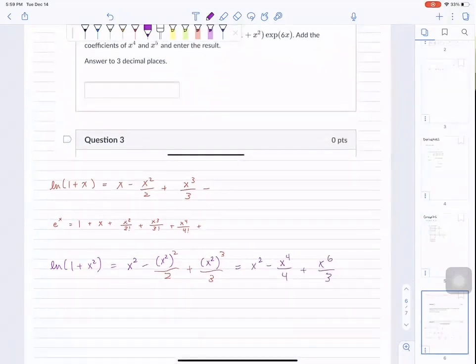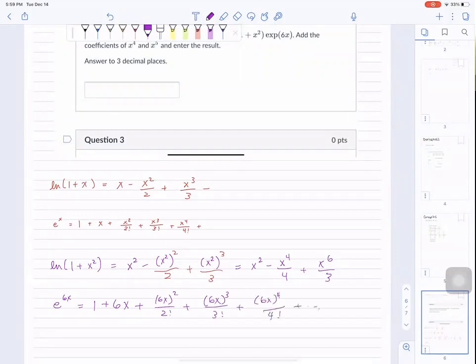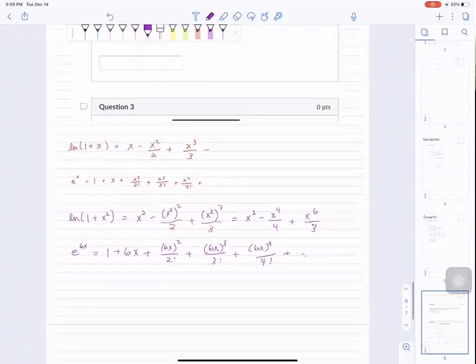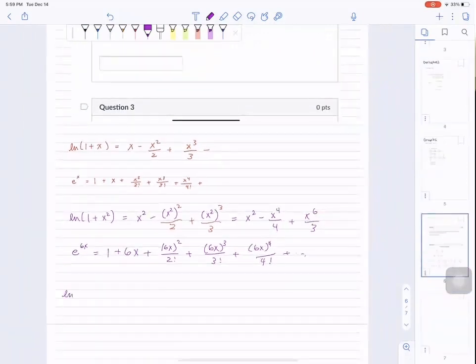Okay, what about e to the 6x? Wherever we see an x, let's do 6x. So I see an x there, 6x. I see another x there. And be careful about parentheses here. They are important. Plus (6x)^4 over 4 factorial, etc. So now we have to multiply them. So natural log of 1 plus x squared times e to the 6x will be, we're going to be multiplying this first natural log.